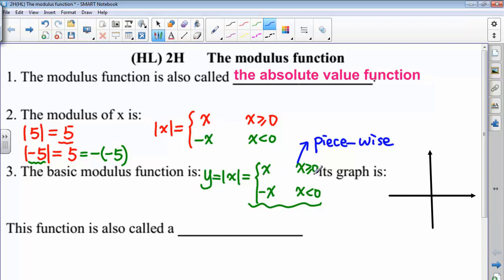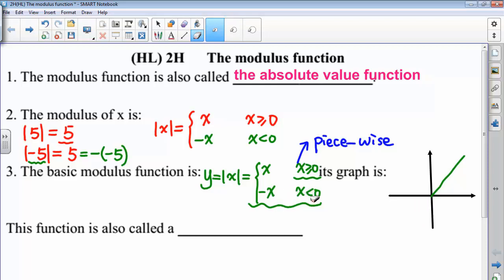The first piece is y equals x. We know y equals x is a straight line. The y-intercept is 0, the slope is 1. However, we don't need the entire line. We only need the part where x is greater than or equal to 0. So what I will do is erase the negative x value part.